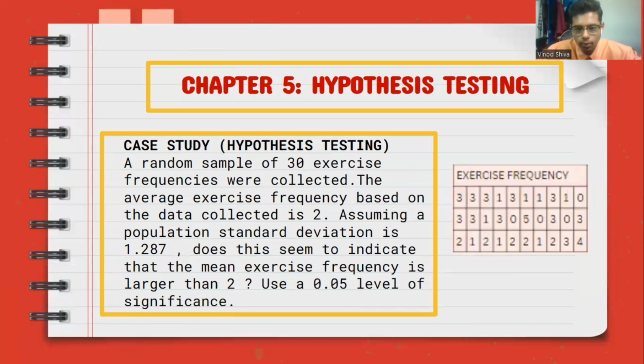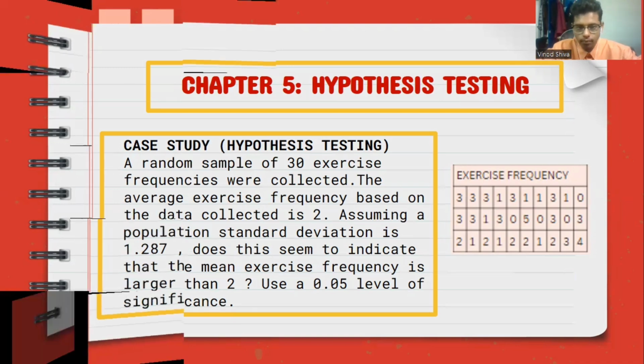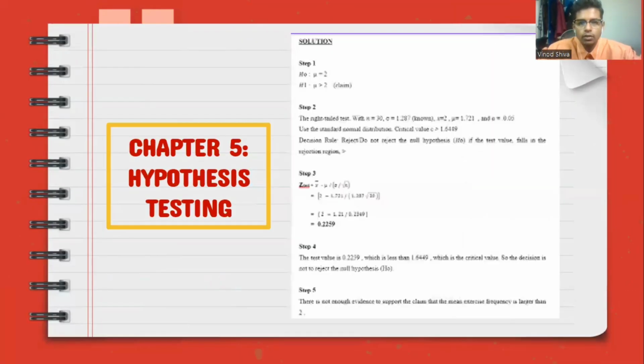So case study, hypothesis testing. A random sample of 30 exercise frequencies were collected. The average exercise frequency based on the data collected is 2, assuming a population standard deviation of 1.287. Does this seem to indicate that the mean exercise frequency is larger than 2? Use a 0.05 level of significance. So this is the solution for the question just now, according to step 1, step 2, step 3, step 4, and step 5, as I mentioned before.